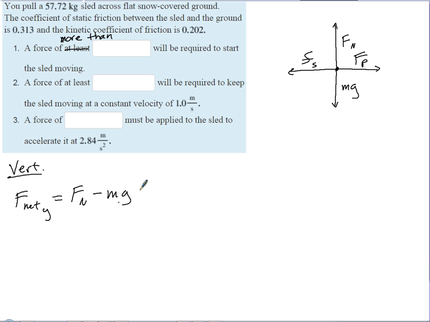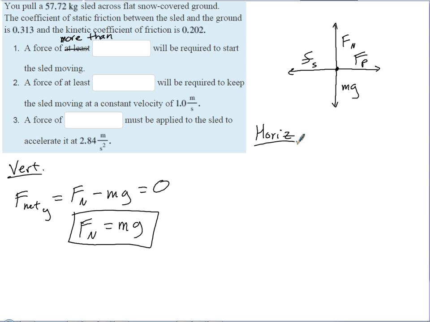So this equals zero. Okay, that's important to us because if I solve for normal force, if I just add mg to both sides of this equation mathematically, look what we get. The normal force, which is just the ground's force pushing up on the sled, is exactly equal to the weight of the sled. Okay? That's good. That's going to be useful.